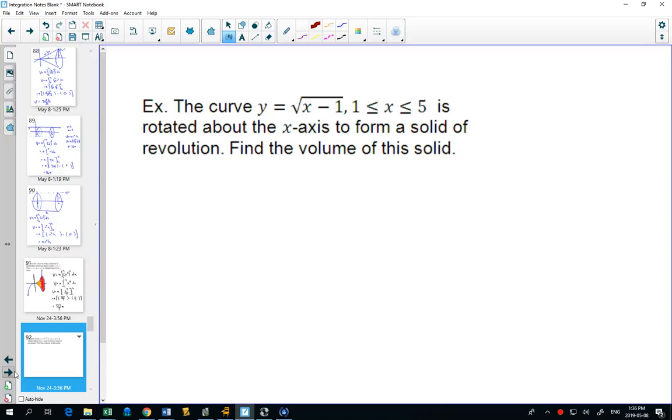So I'd like you to try this one. You have to draw the picture and set up the volume of a revolution as best as you can. I'll put up the answer in a bit.